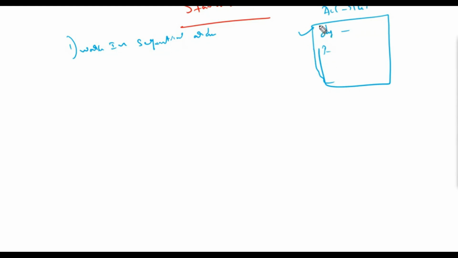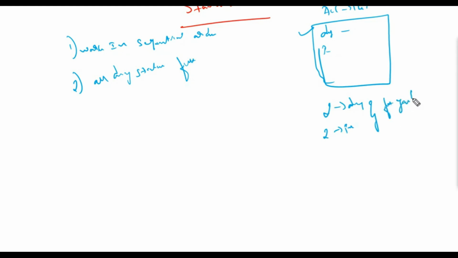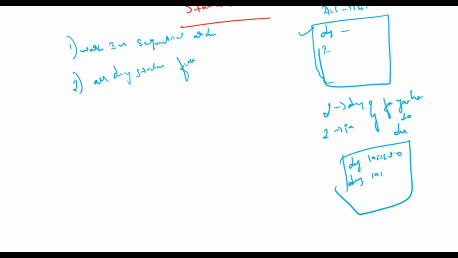And the second one is all deny statements first. Means if you have two deny statements and two permit statements, first you have to write the deny statements. For example, let's say here, something then deny 192.168.2.0, another deny 192.168.3.0, and then the remaining, whatever the permit. So as per the procedure, first you have to write all the deny statements, and the remaining things come after.